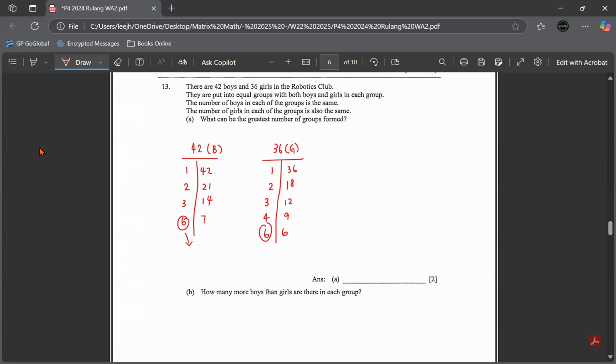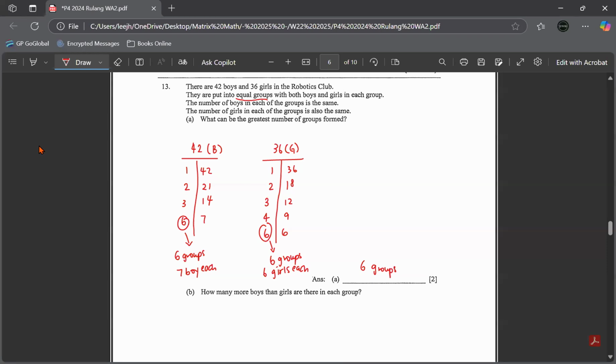What does the 6 mean? It means you have 6 groups, 7 boys each. This one, 6 groups as well, but 6 girls each. Okay, because it says that you are putting them into equal groups with boys and girls in each group. So the number of groups will be the same. It must be fixed. It cannot be that the girls go into 5 groups and the boys go into 10 groups, right? So this one is the number of groups. You have 6 groups altogether. So what is the greatest number of groups formed? Your answer is 6 groups.